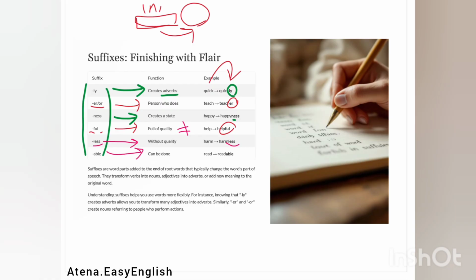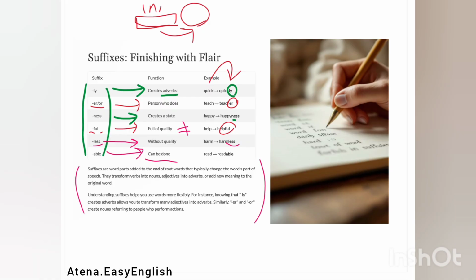The suffix able shows the ability that something can be done. Look at here, read, readable. Rely, reliable. So these are important and most common suffixes in English, but we also have more suffixes. If you like, you can search for it, and also you can find them in my other videos.